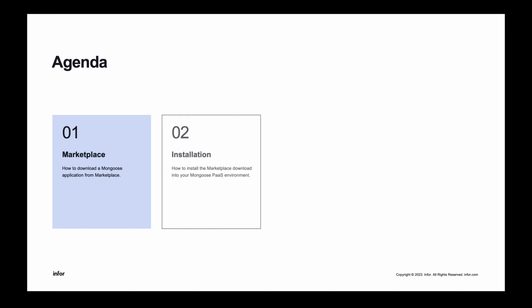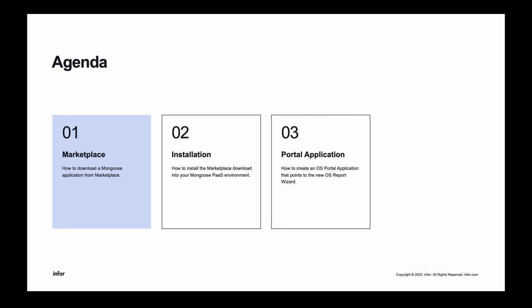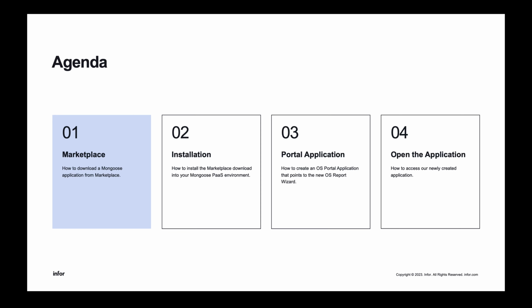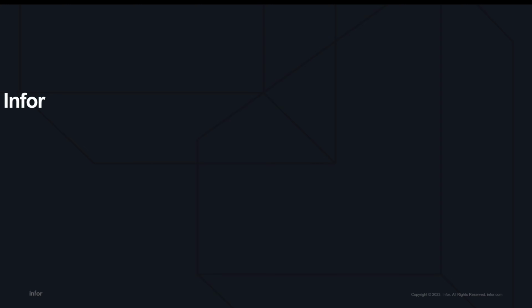In Part 1, I will demonstrate how to download an application from Marketplace. In Part 2, I will show you how to install your Marketplace download into your Mongoose PaaS environment. In Part 3, we will learn how to create an OS portal application that points to our new OS report wizard. Lastly, in Part 4, we will take a look at how to access our newly created application.